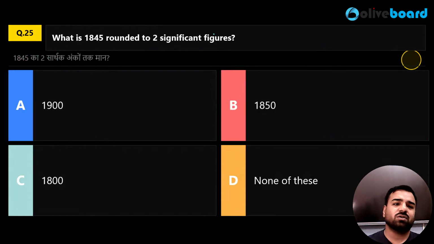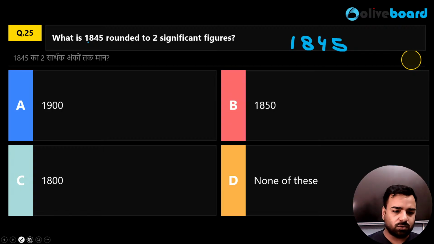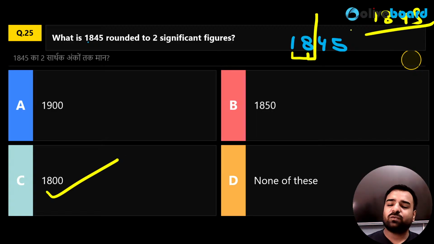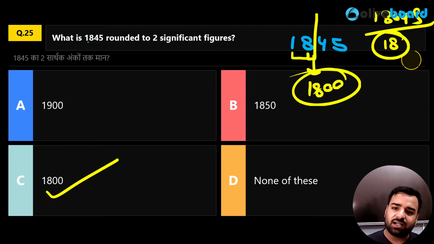And this is the last question of the day. 1845 to two significant figures. Guys, it's 1845. It's not a decimal here, please. So up to two significant figures, we'll start with the first one. 1, 2, just draw a line and check. So less than 5. So it will be what? 1800. Perfect, guys. Because if it would have been 18.45, then you could say it's 18. But it's not 18.45, it's 1845. That's why the answer will be 1800.